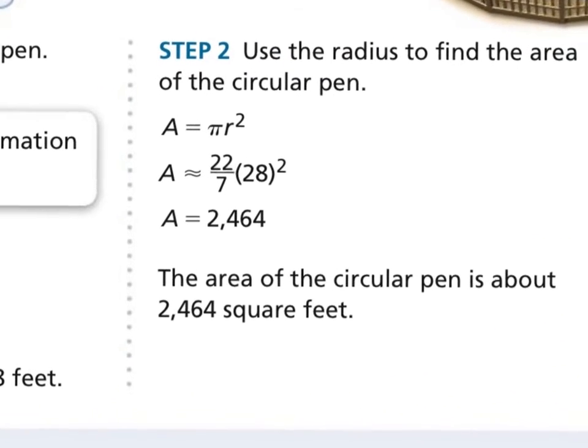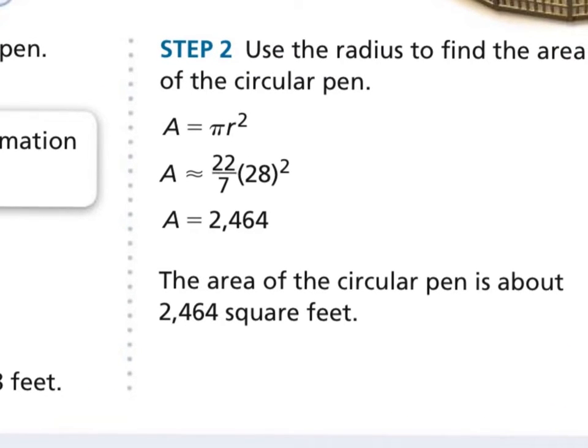Radius of 28 feet. We're going to find the area. They're using 22/7 again here. Again, technically we would square the 28 first and then multiply by 22/7. And if you work that out, is 2,464 square feet is the area of the pen.